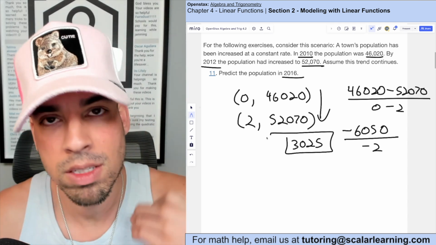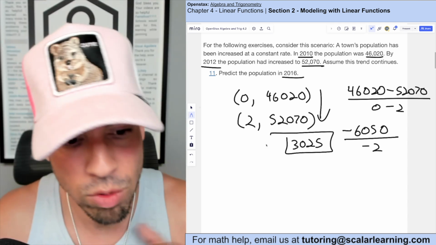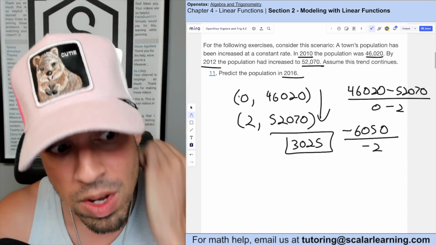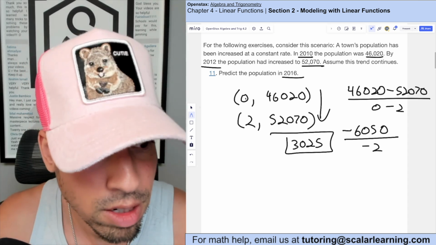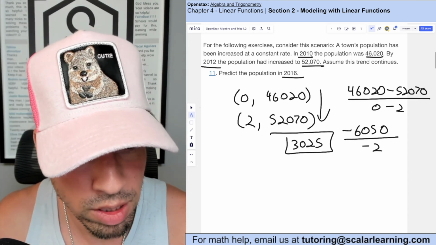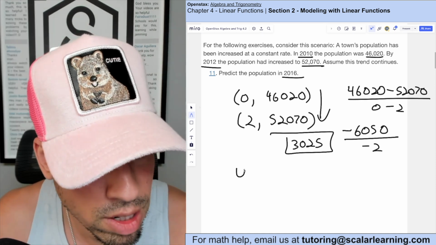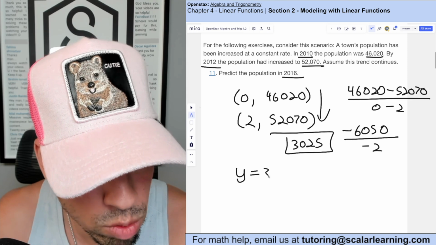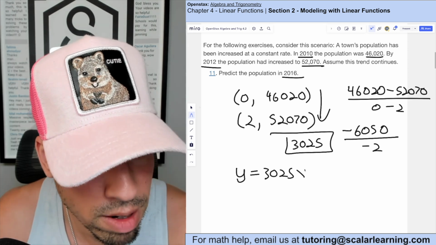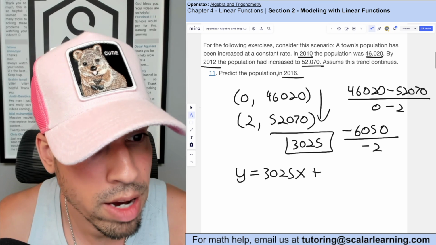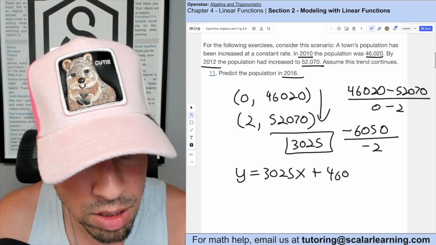It's positive. It means that the population is increasing by 3,025 every year. Now, since I've arbitrarily assigned the 0 value to 46,020 to 2010, I can use that as my y-intercept. So check this out. I already got my nice equation for this line. Y equals the slope, 3,025, x plus that y-intercept of 46,020.